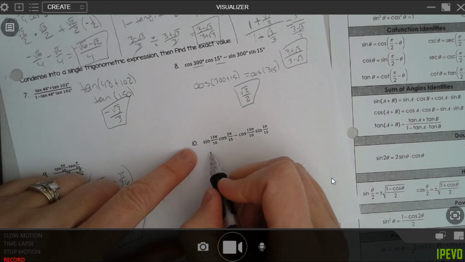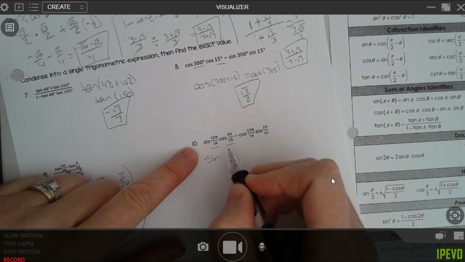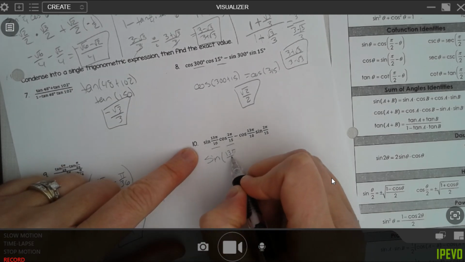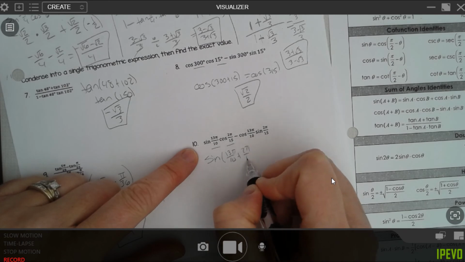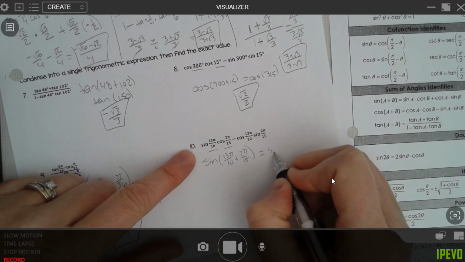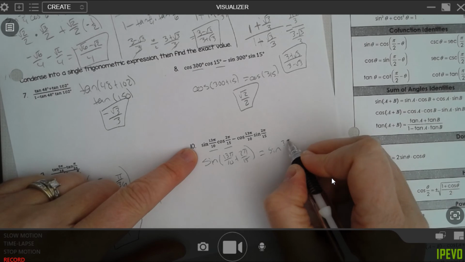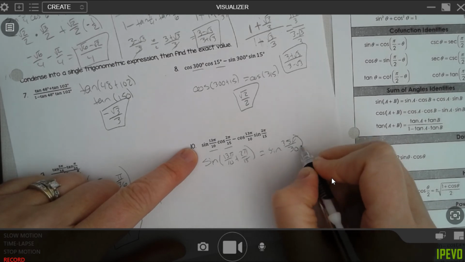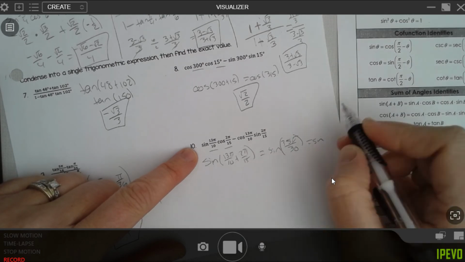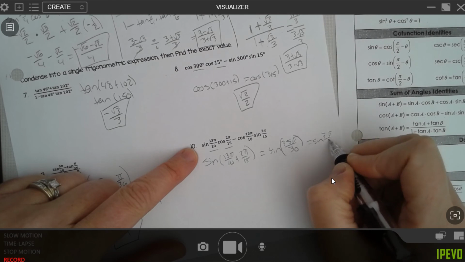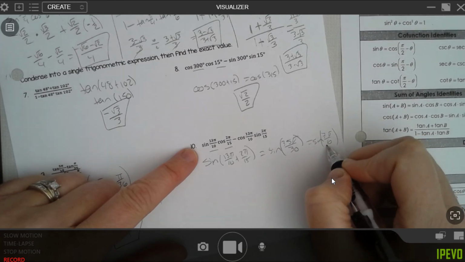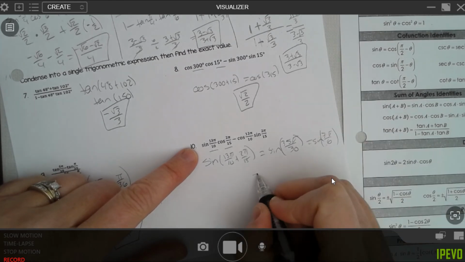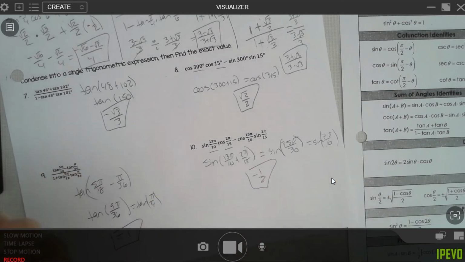This is my sine formula. So this is my A and that's my B. So I'm going to have 13 pi over 10 plus 2 pi over 15. Get your common denominator and add, and I get sine of 35 pi over 30. That reduces to sine of, let's see, 7 pi over 6. Sine is negative, and then at pi over 6, it's a half. So your answer is negative a half.